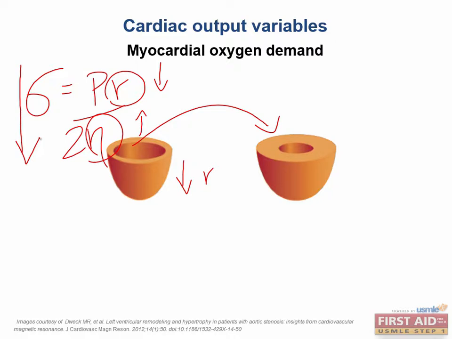So this end result of a large drop in wall tension is going to also lead to a decrease in the myocardial oxygen demand. So we're going to revisit this concept of adding sarcomeres in parallel or series when we discuss diastolic and systolic dysfunction. So for now, let's move on to preload.